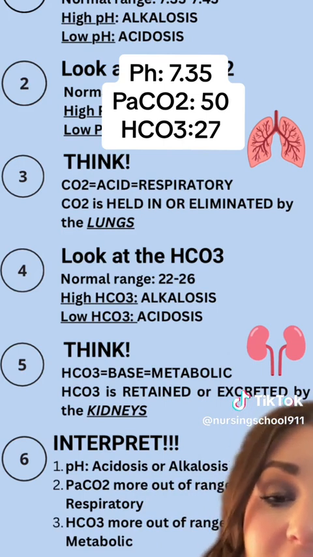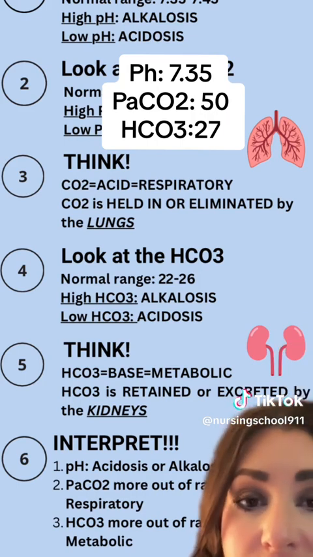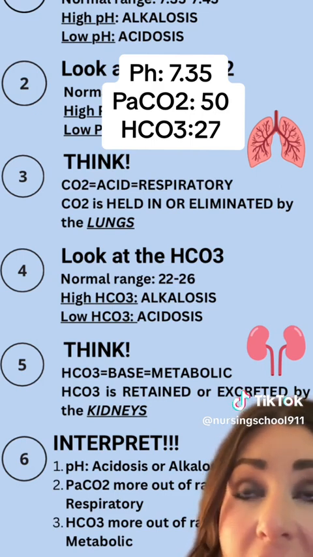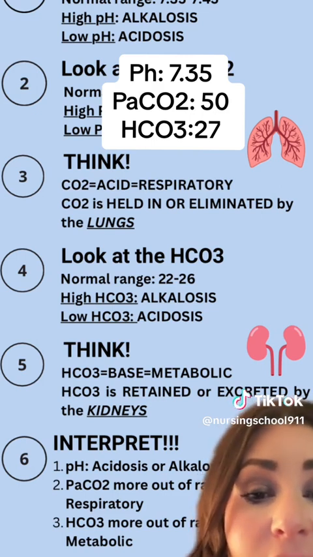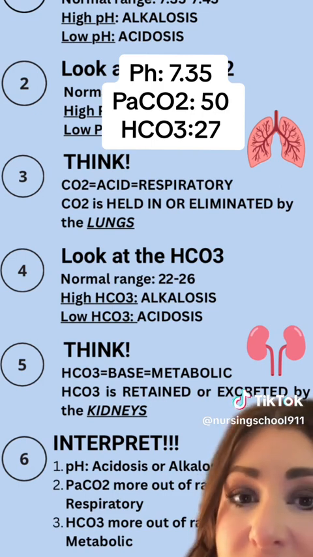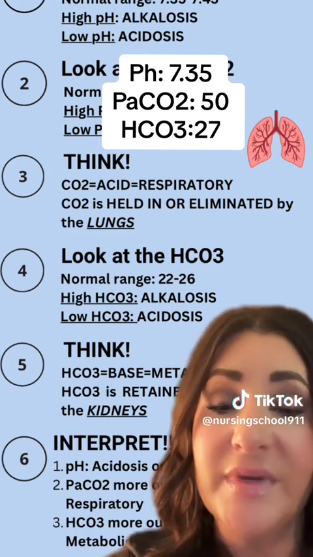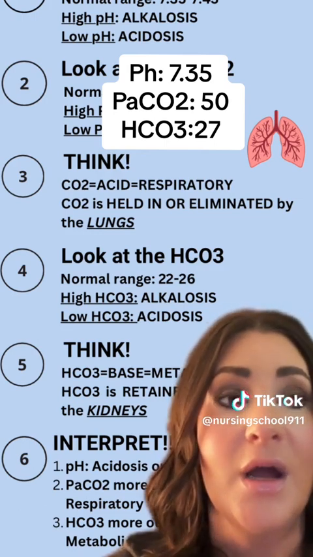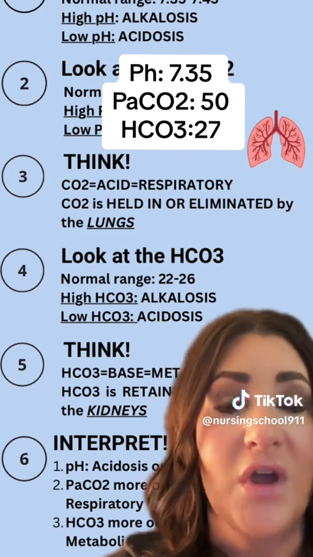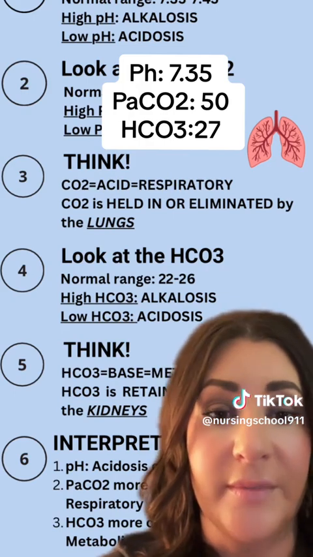So we've looked at the pH. We've already determined that it's acidosis. Now we're going to compare our CO2 versus our bicarb. Which one is more out of its normal range? And it's definitely the CO2, because the CO2 is 50, but the bicarb is 27, so the bicarb is just barely out of its normal range. So this is an example of a fully compensated respiratory acidosis. Okay, it's fully compensated, meaning that the body has compensated for the imbalance enough to get that pH back within normal limits.